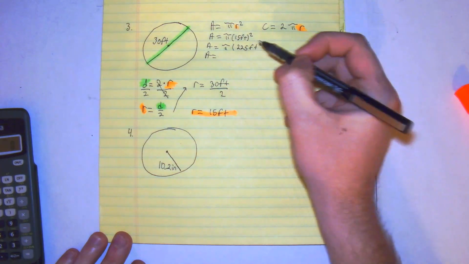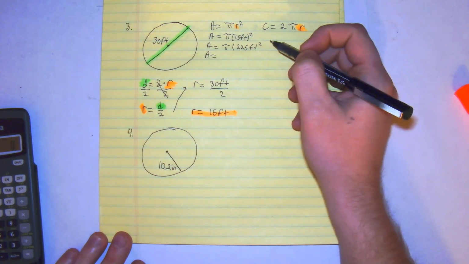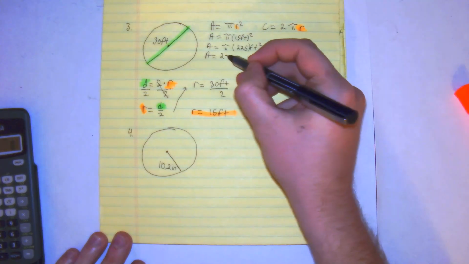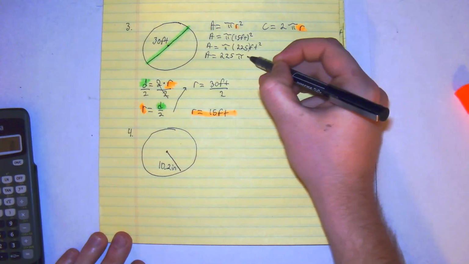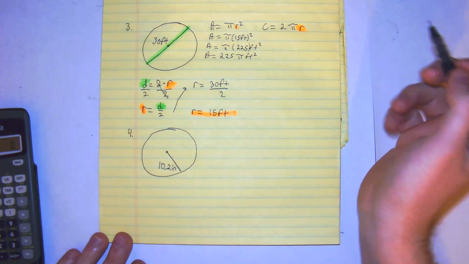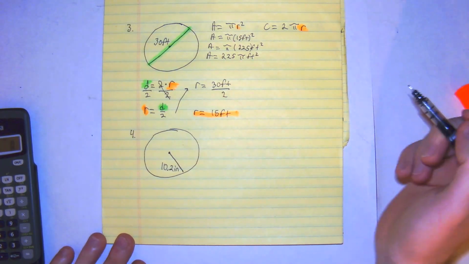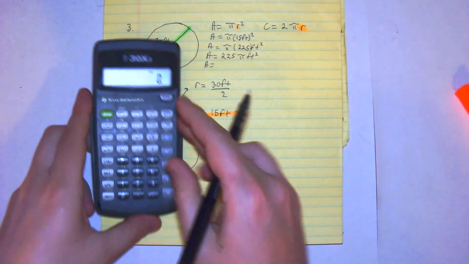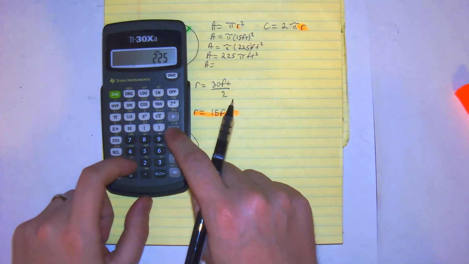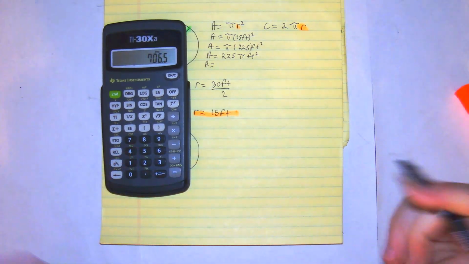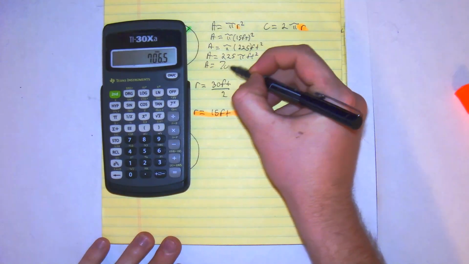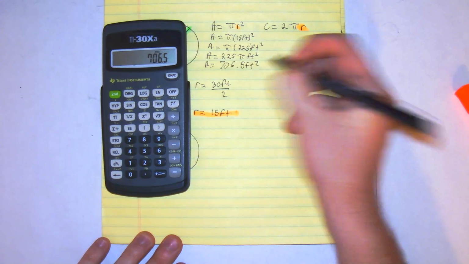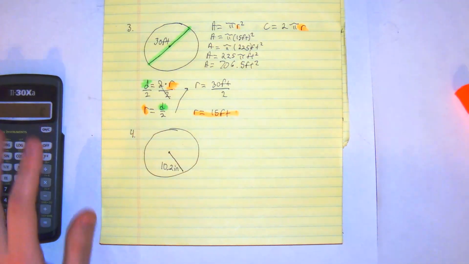So our exact answer would be 225 pi feet squared. And we could also have our estimate answer. All you have to do, again, is 225 times 3.14, and you get 706.5 feet squared. And that would be our area.